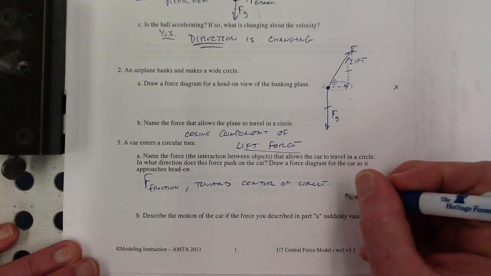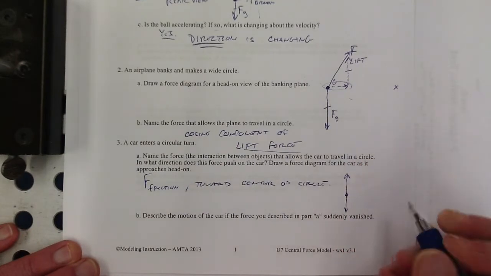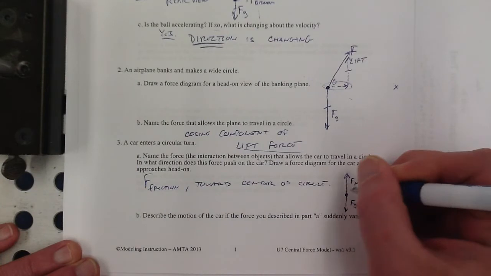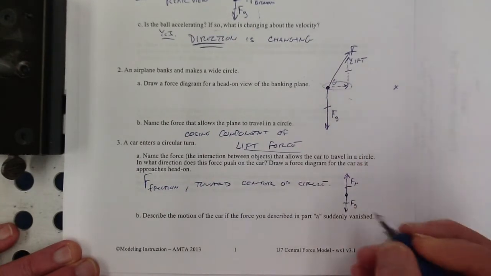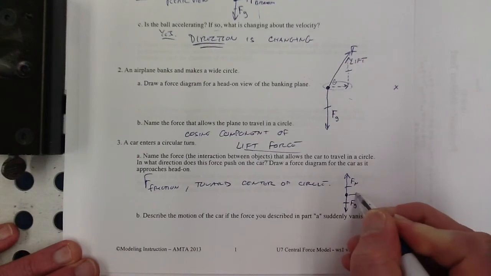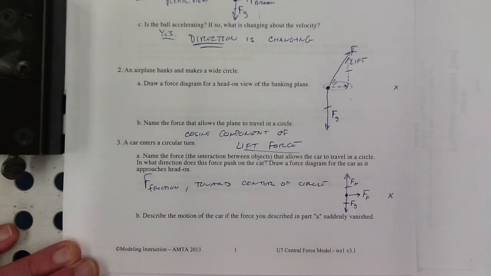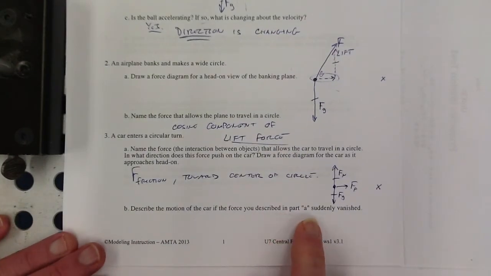So coming right at us, if it's turning this way like we had in our notes, there's no motion in the up-down direction, right? That'd be weird. And then there's the force of friction toward the center of the circle. Describe the motion of the car if the force you described in part A suddenly vanished.